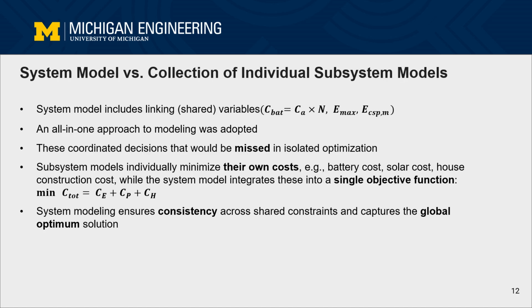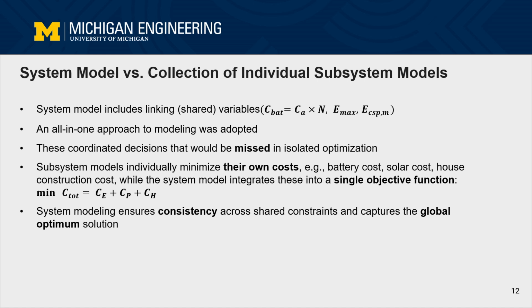Considering the system level model versus individual subsystem models, unlike isolated subsystem models, the system model includes linking variables, which tie decisions across subsystems together. For our system model, we did not consider a coupled system analysis, and therefore we utilize the all-in-one approach to model our system, which shows a coordinated system model rather than simply combining subsystem results. These coordinated decisions would likely be missed in an isolated optimization.